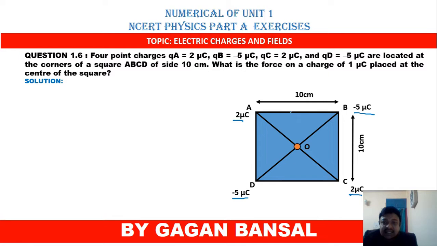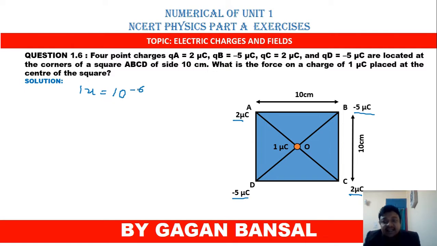The question is asking what is the force on the charge of 1 microcoulomb placed at the center of the square. That means they are saying that at the center we have a charge of positive 1 microcoulomb. You know that 1 microcoulomb, or micro, is equal to 10 raised to the power minus 6.